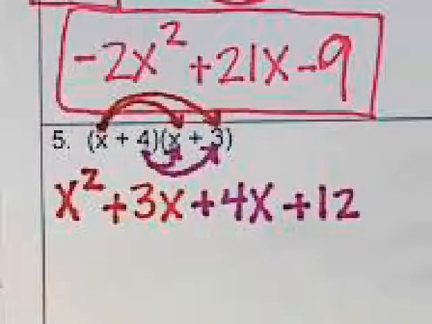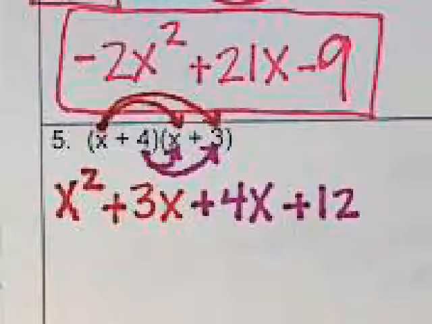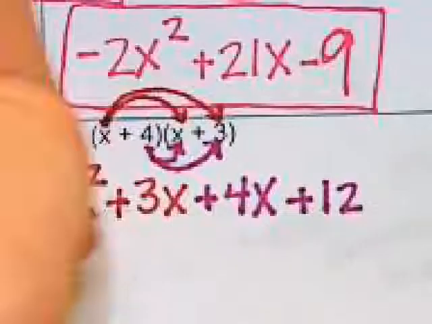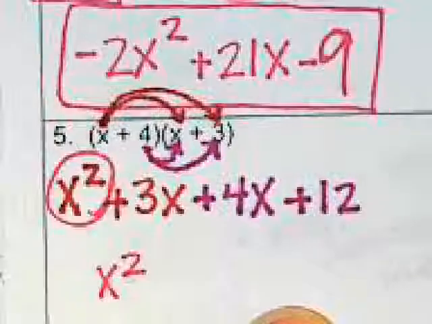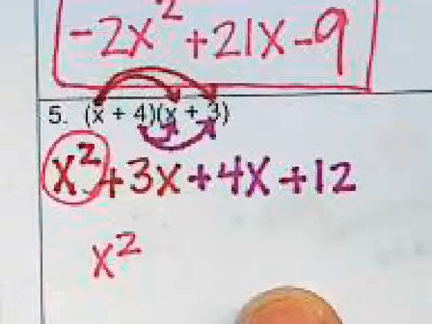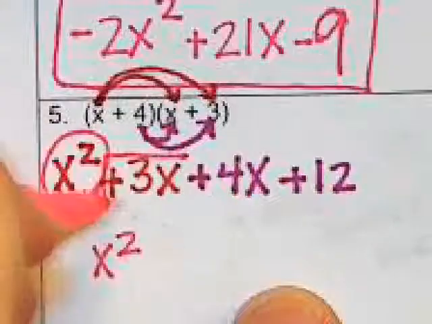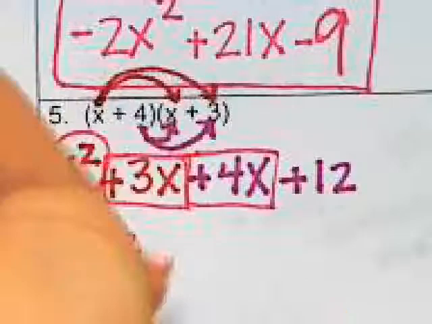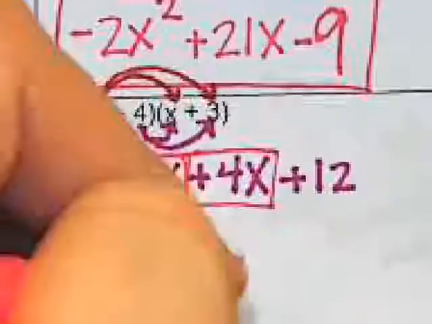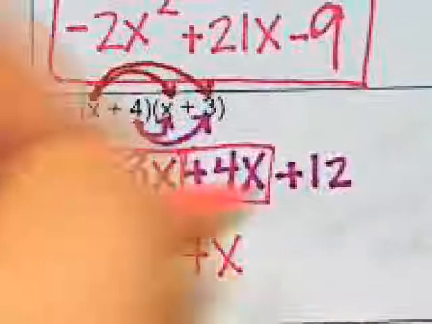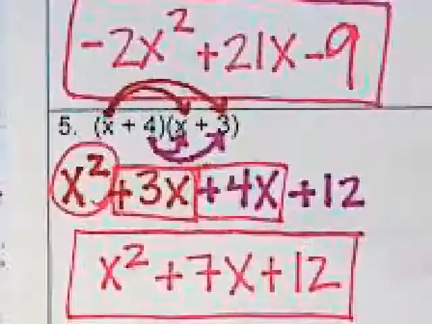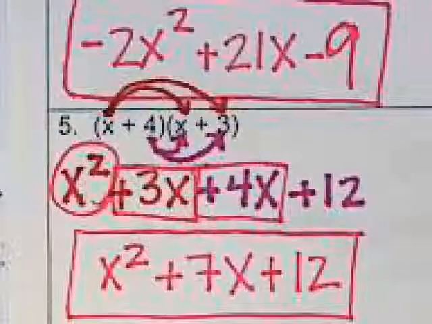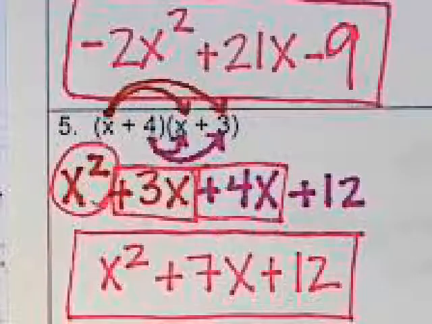Now what do we do? Combine your like terms. Start with your highest exponent. X squared. Does it have a like term? Nope. So we write X squared, brought down. Then I move to my regular x's. 3x and 4x give me positive 7x. And then I just have a 12 that gets brought down. That's my answer. Okay, draw your arrows. That's a lot of distributing. Make sure you draw those arrows.